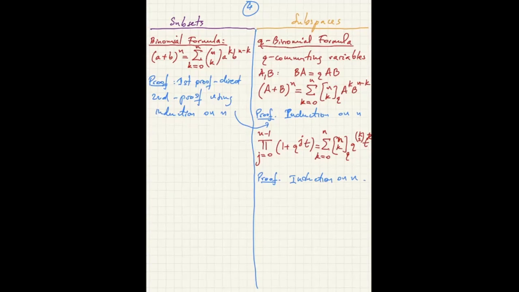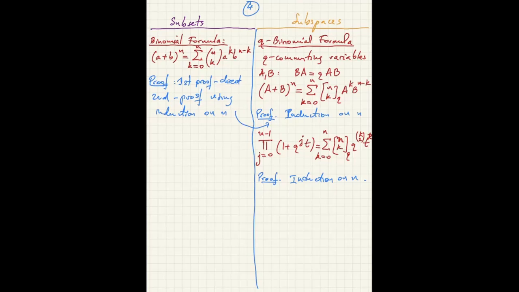So you have this product where the factors are not all the same, but you have these powers of q that increase, and you will get, as the terms of the summation, q to the power k choose 2, t to the power k, and the coefficient will be this q-binomial coefficient n choose k.